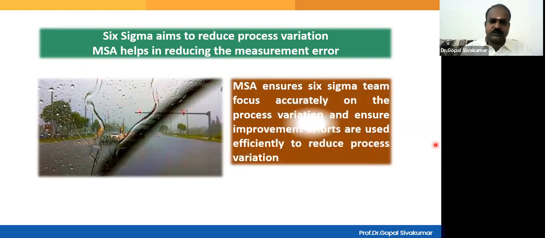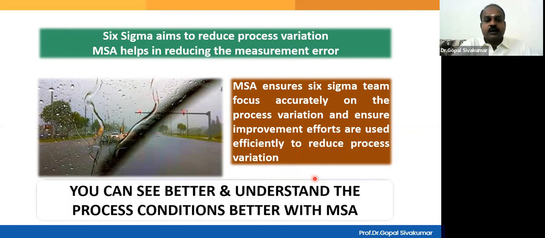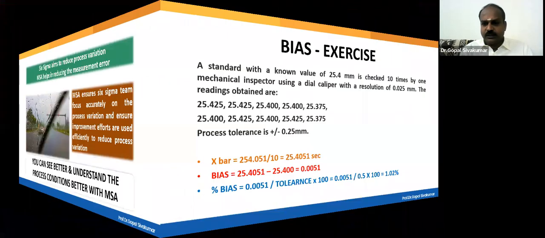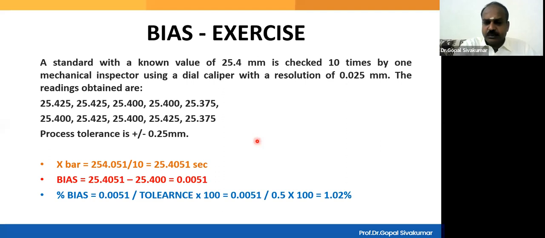So MSA, measurement system analysis, ensures the Six Sigma team focuses accurately on the process variation and ensures the improvement efforts are used efficiently to reduce the process variation. Otherwise, you may put in efforts thinking that you are actually reducing the variation, but actually, it is not. So you can see better and understand the process condition better with measurement system analysis. So that's why you need to learn these tools: bias, repeatability error, reproducibility error, and then Gage R&R.